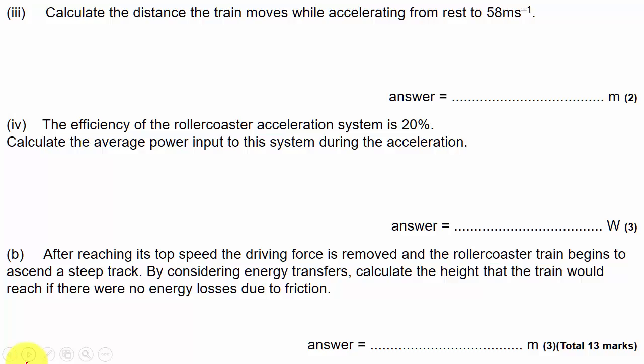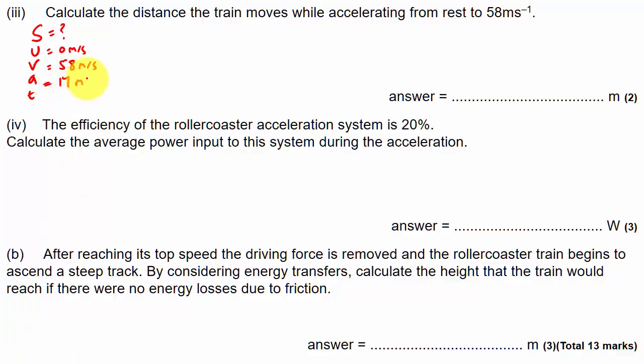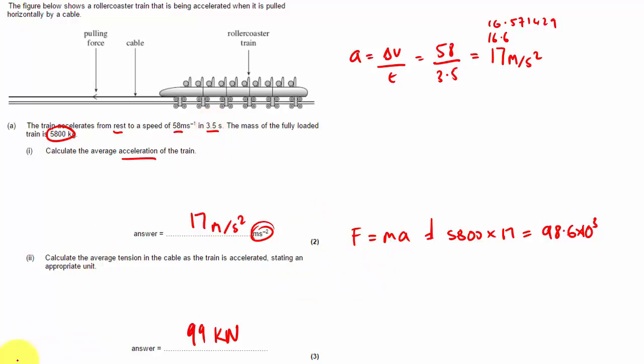Now, calculate the distance the train moves whilst accelerating from rest to 58 meters per second. Okay, so Suvat question. What values do I know? I don't know the distance, it's what I'm trying to find out. I know it started from rest, 0 meters per second. I know its final velocity is 58. I worked out the acceleration to be 17 meters per second squared. And the time is also given to me in the question, and it's 3.5 seconds.